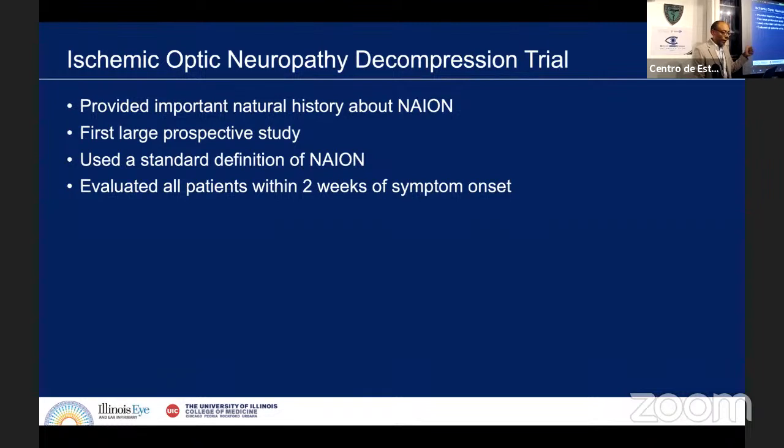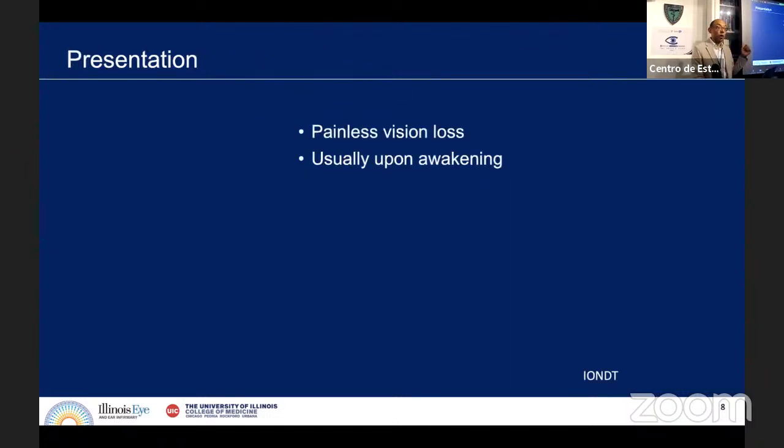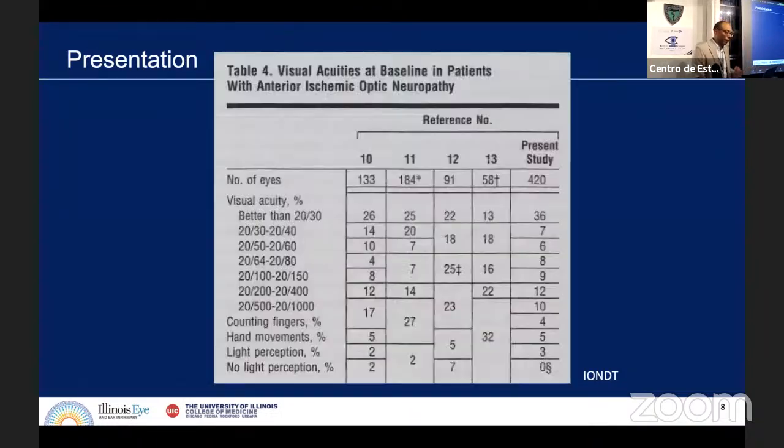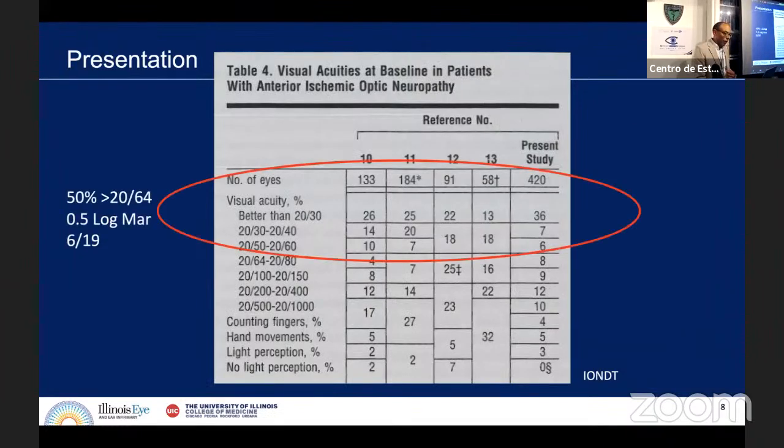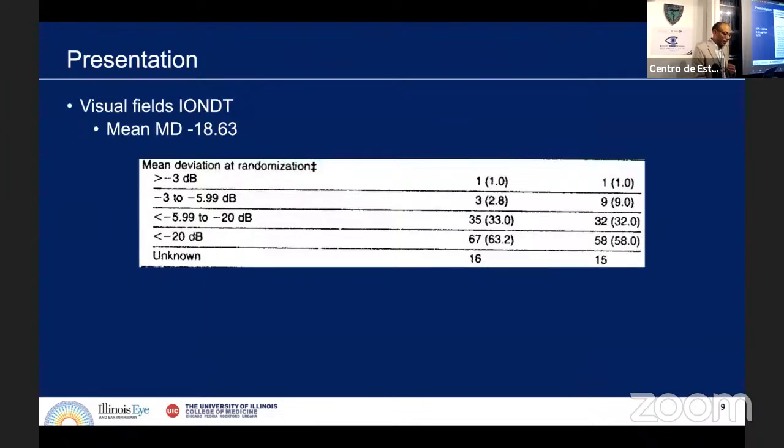So this provided important natural history about NAION. It used a standard definition of ION and evaluated patients within 2 weeks. These patients have no pain, and they very often will tell you, oh, I woke up and suddenly I couldn't see. I was blurry in part of my vision. Importantly, many of these patients have reasonable vision. About half of them are better than 20/60. In the US, you can drive with vision like that.